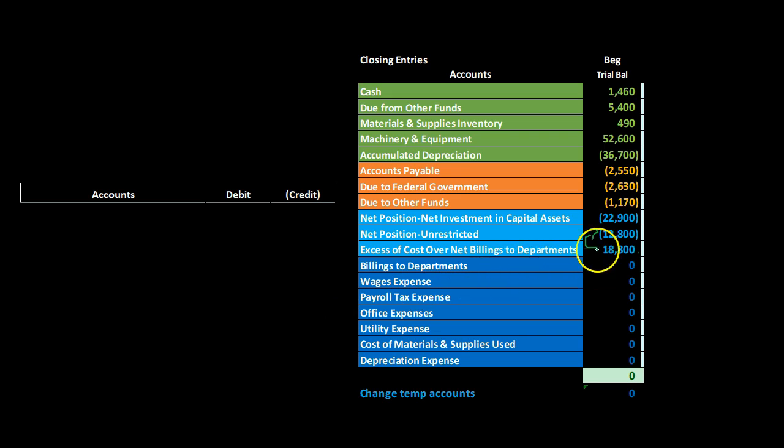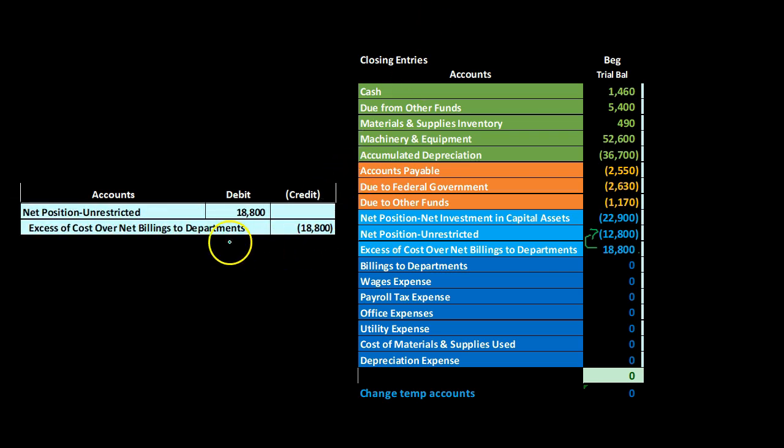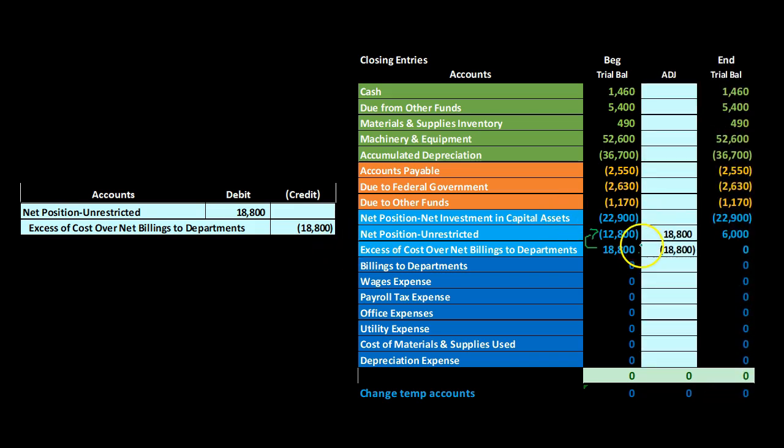Well, this happens to be a debit now because it's kind of like a loss. We're going to do the opposite, credit it, and that means we're going to have to debit the net position. So we'll have the net position unrestricted debit for the 18,800. We'll credit the 18,800 in the excess of cost over net billings to departments, or the clearing account. That'll take this number down to 0 as we would expect, and the net position account at 12,800, we're going to credit the 18,800. And that brings it to 6,000 on the debit side.